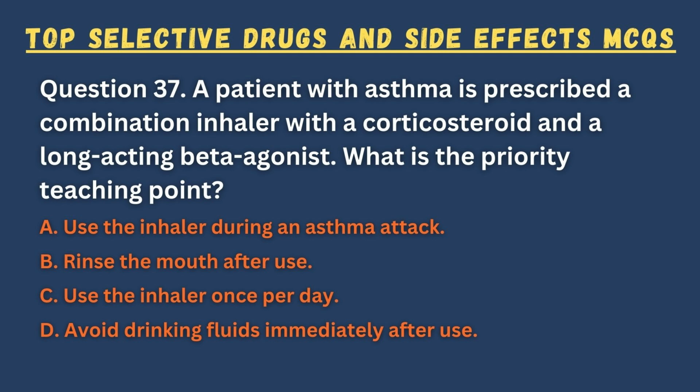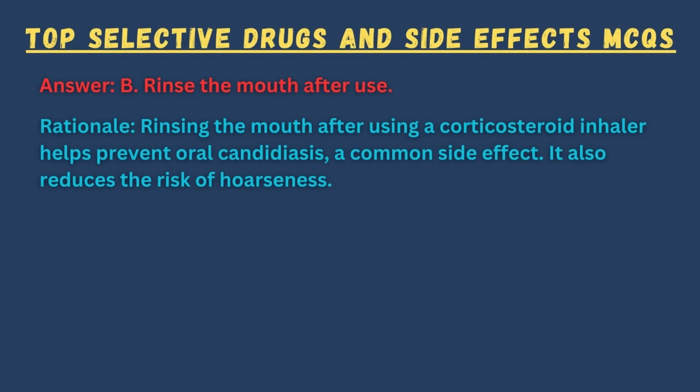Question 37. A patient with asthma is prescribed a combination inhaler with a corticosteroid and a long-acting beta agonist. What is the priority teaching point? A. Use the inhaler during an asthma attack. B. Rinse the mouth after use. C. Use the inhaler once per day. D. Avoid drinking fluids immediately after use. Answer: B. Rinse the mouth after use. Rationale: rinsing the mouth after using a corticosteroid inhaler helps prevent oral candidiasis, a common side effect. It also reduces the risk of hoarseness.